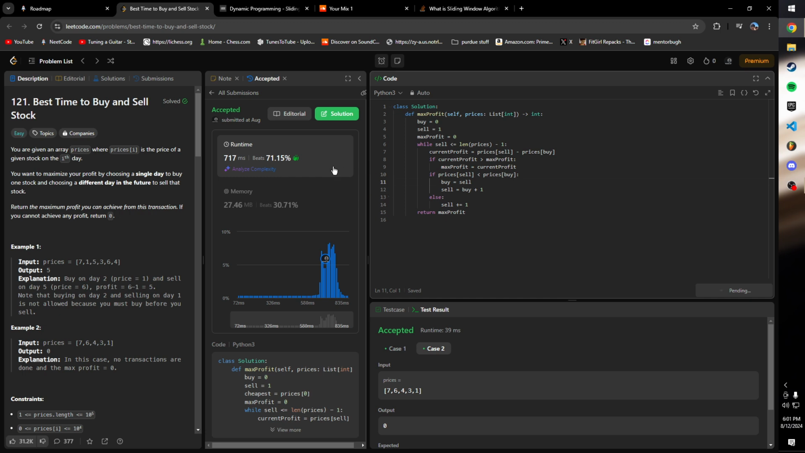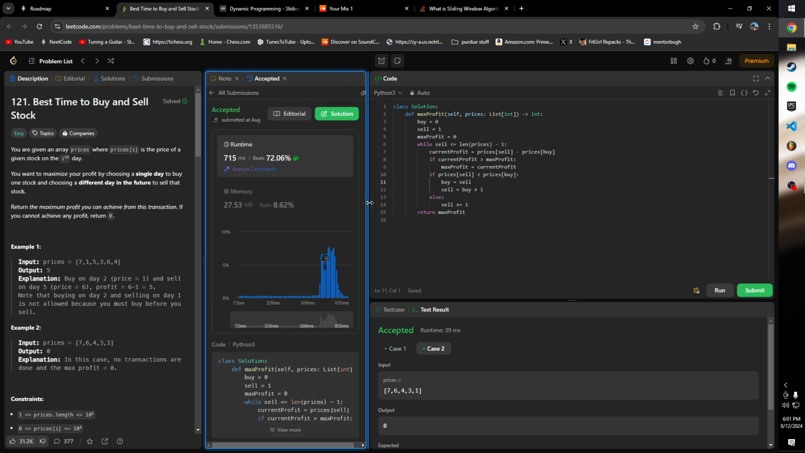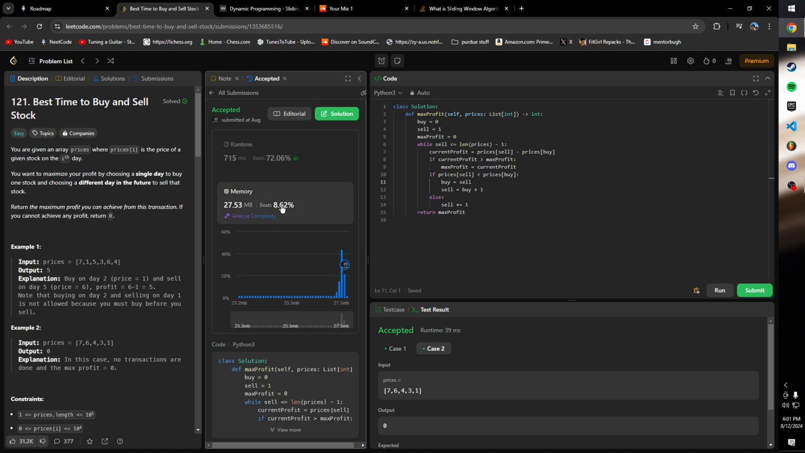Yeah. Cool. How did I use more memory? I don't know. That's weird. Oh, okay. So it's just like tweaking.